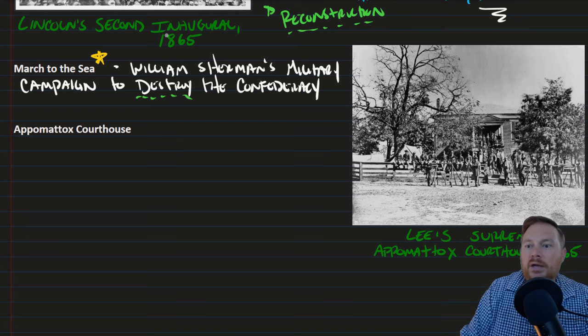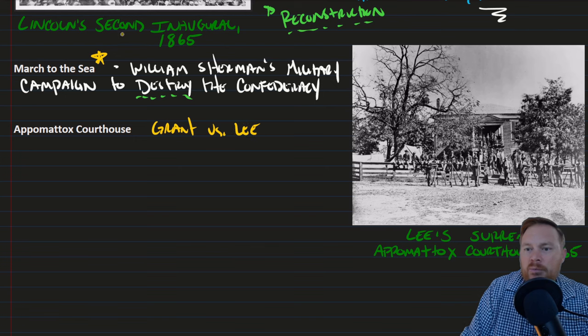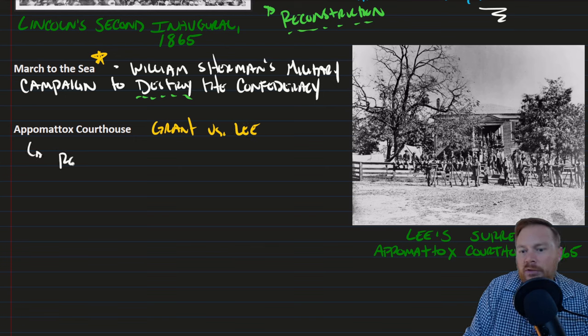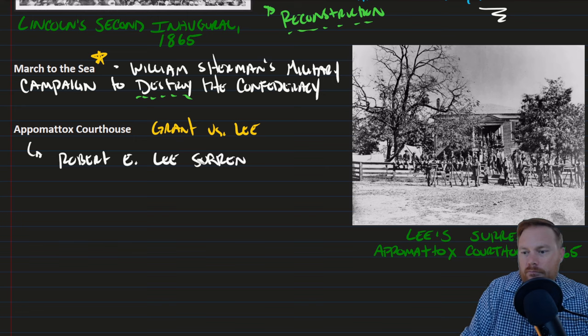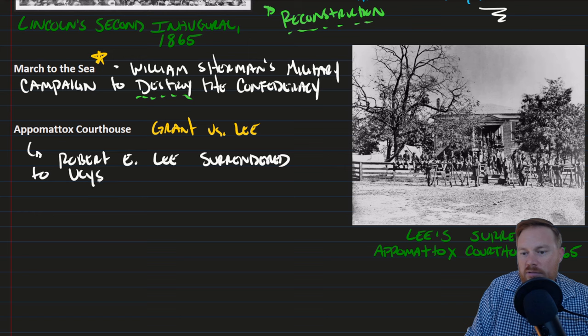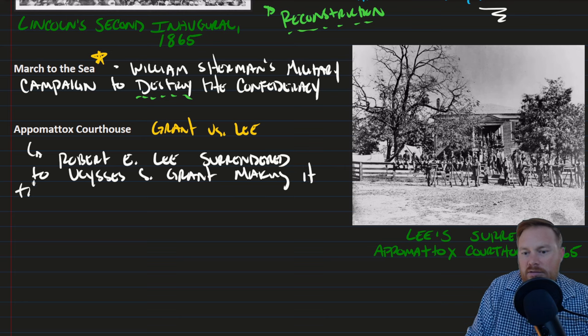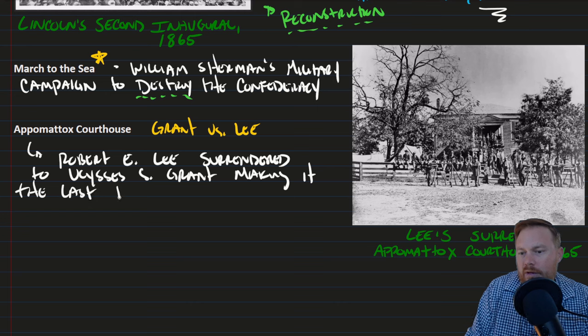Back in Virginia, Grant was still in relentless pursuit of Lee, and it was at Appomattox Courthouse that eventually Robert E. Lee surrendered to Ulysses S. Grant, making it the last battle of the Civil War.